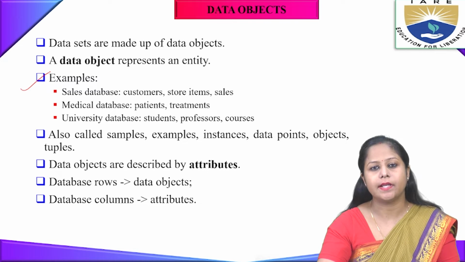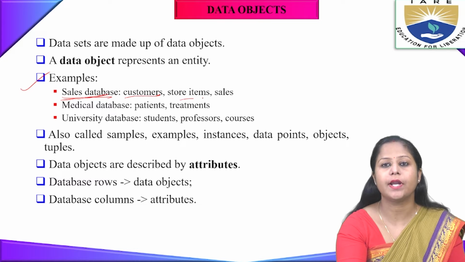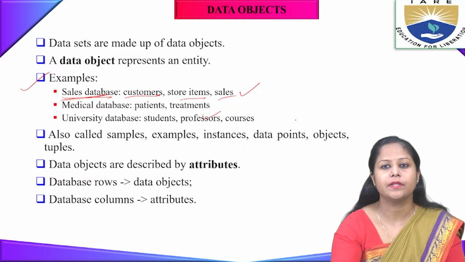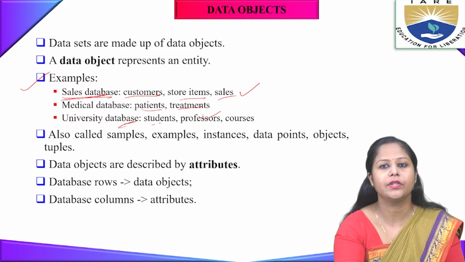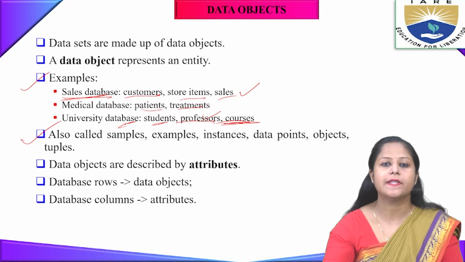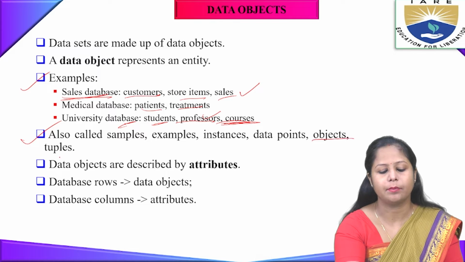In a sales database, we have customers, store items and sales. In a medical database, we have patients and treatments. In a university database, we have students, professors and courses as data items. These are also called samples, instances, data points, objects and tuples.